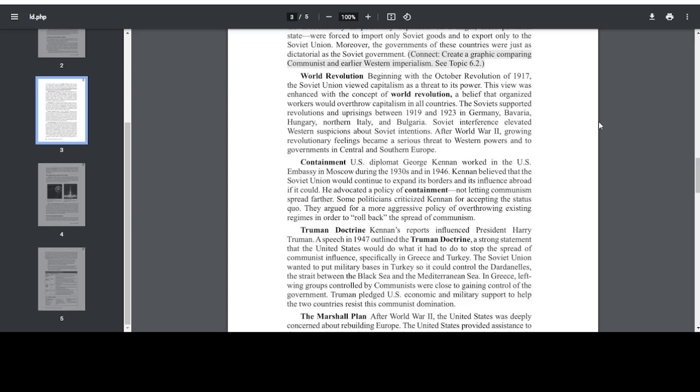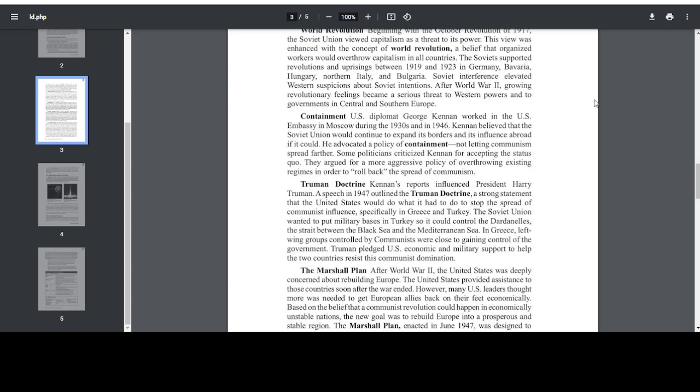Containment. U.S. diplomat George Kennan worked in the U.S. Embassy in Moscow during the 1930s and in 1946. Kennan believed that the Soviet Union would continue to expand its border and its influence abroad if it could. He advocated a policy of containment, not letting communism spread further. Some politicians criticized Kennan for accepting the status quo. They argued for a more aggressive policy of overthrowing existing regimes in order to, quote-unquote, roll back the spread of communism.